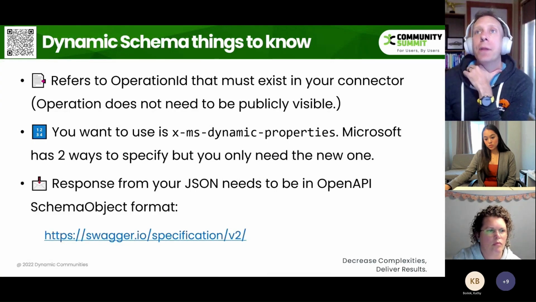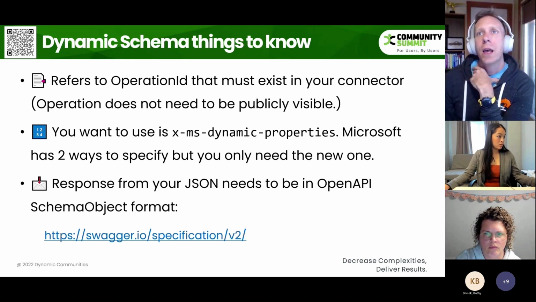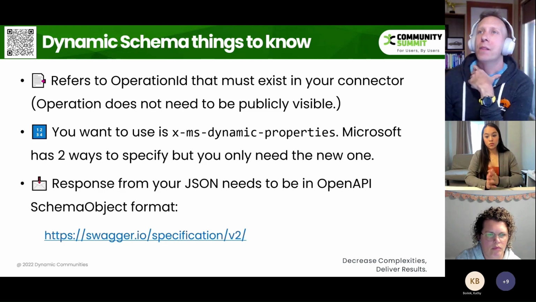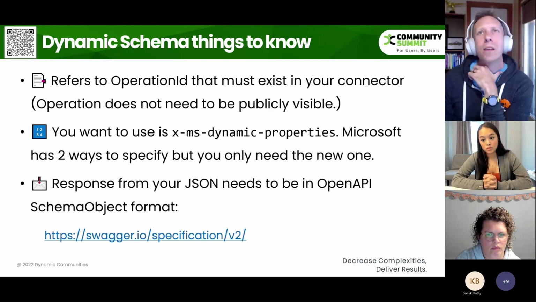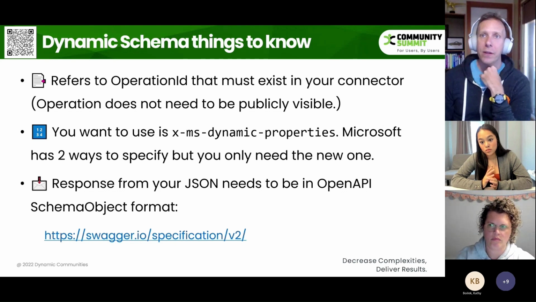A couple of things to know: the operation ID for the resource schema has to exist in your connector, so you have to actually put it in there. It doesn't need to be public, but you have to write the definition for it. The one you want to use is called x-ms-dynamic-properties. There's only two. There's dynamic schema as well, but you only really need to use the new one. I don't know why there's two. There's probably some kind of backwards compatibility reason for that. And then the response JSON needs to be in the OpenAPI format. That's the same format that you're writing your connector definitions in. You need to provide that back from your server.